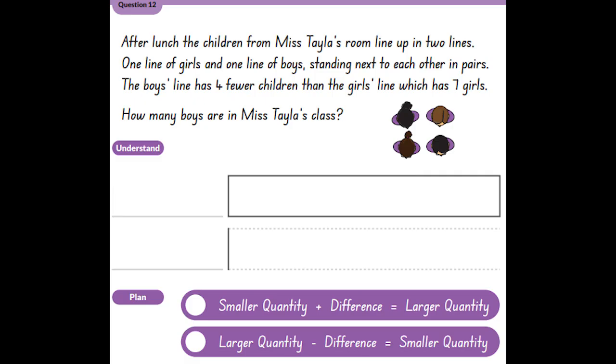Question 12. After lunch, the children from Miss Taylor's room line up in 2 lines. One line of girls and one line of boys standing next to each other in pairs. The boys' line has 4 fewer children than the girls' line, which has 7 girls. How many boys are in Miss Taylor's class?